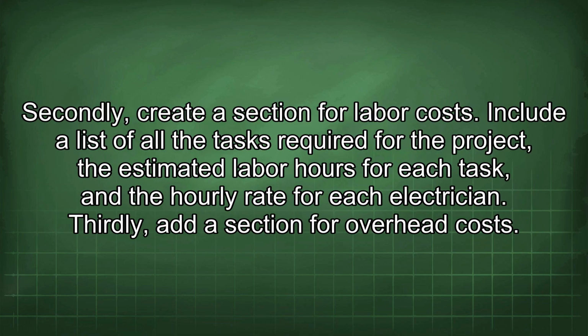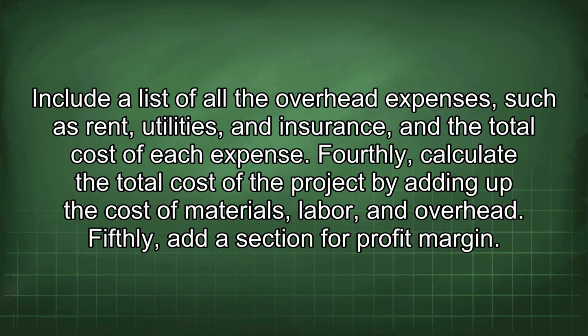Secondly, create the section for labor costs. Include a list of all the tasks required for the project, the estimated labor hours for each task, and the hourly rate for each electrician. Thirdly, add a section for overhead costs. Include a list of all the overhead expenses such as rent, utilities, and insurance, and the total cost of each expense. Fourthly, calculate the total cost of the project by adding up the cost of materials, labor, and overhead.